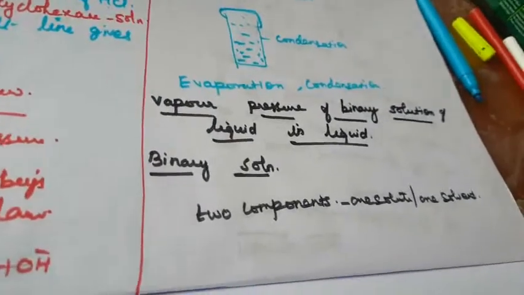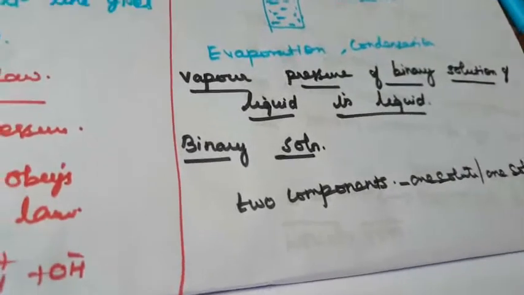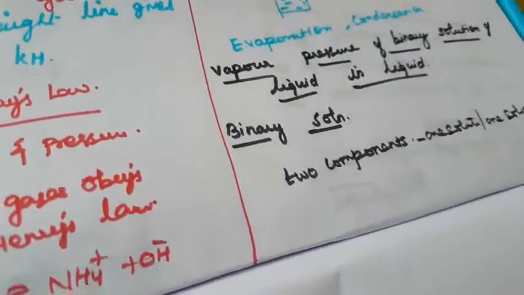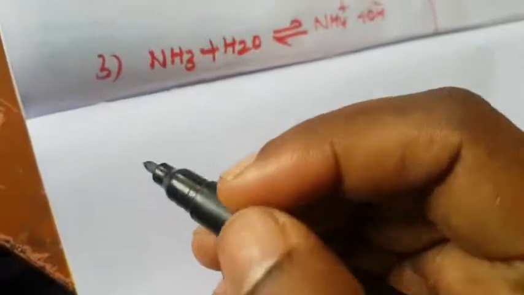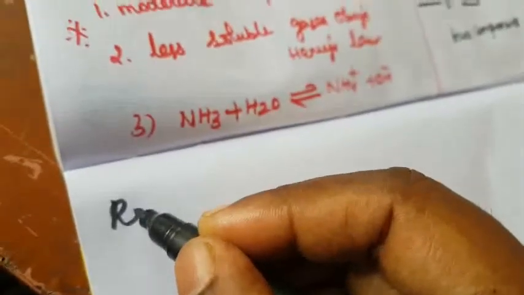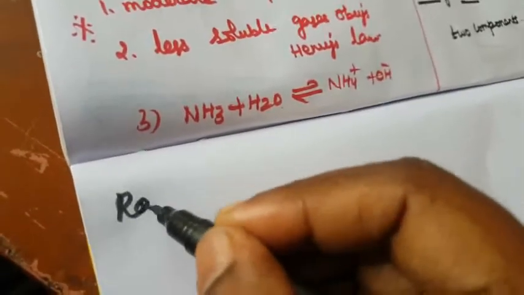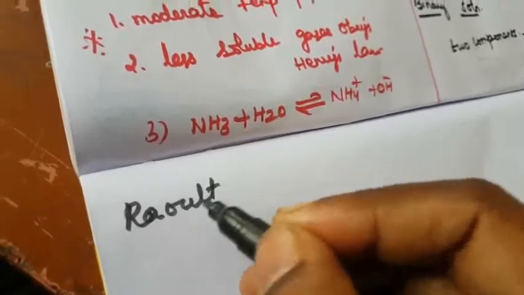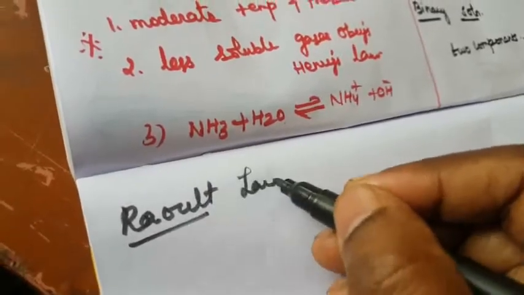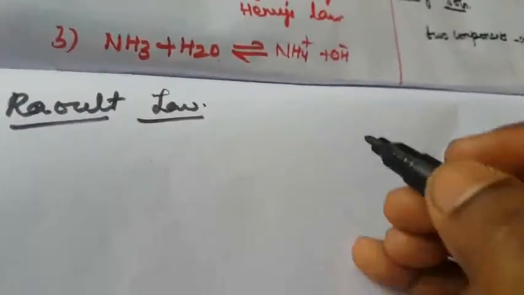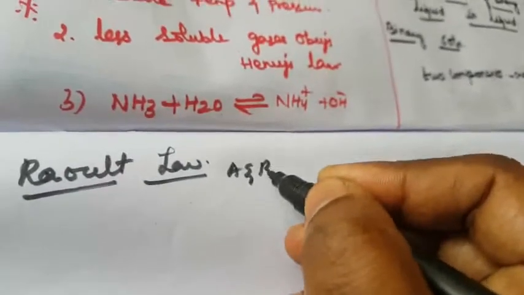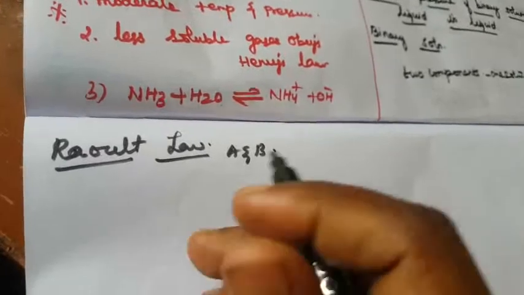How to calculate the vapor pressure of the binary solution? This theory will be explained by Raoult's law. What is meant by Raoult's law? He is a French chemist. What is meant by Raoult's law? He explained the relationship between the partial pressure and the mole fraction of two components A and B. So that is known as Raoult's law.